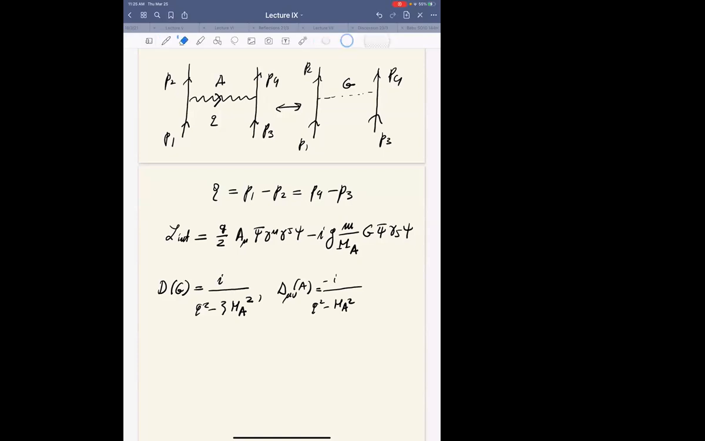And here we have, let me try to squeeze. Maybe I should have written this better. I'm sorry. Let's try to use the space better. D of G is i over q square minus xi M_A square. Remember, I keep reminding you, this is not a physical field. You can see from the fact that the mass depends on the gauge condition. This is how you know that it's not physical.